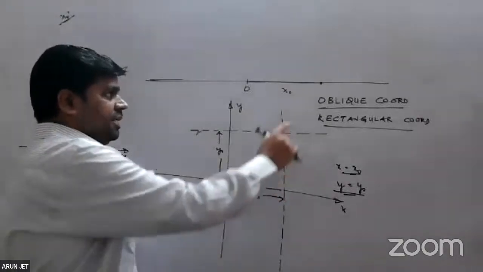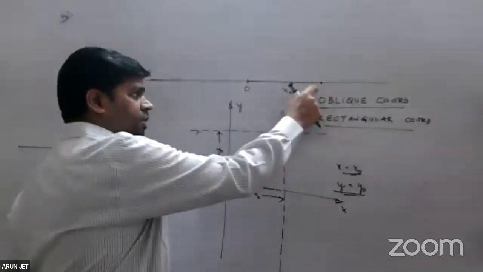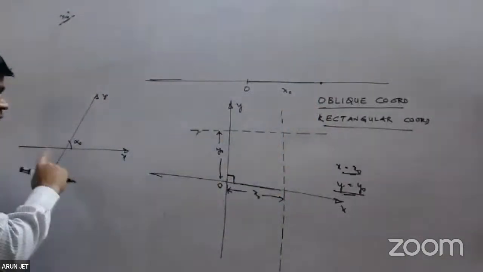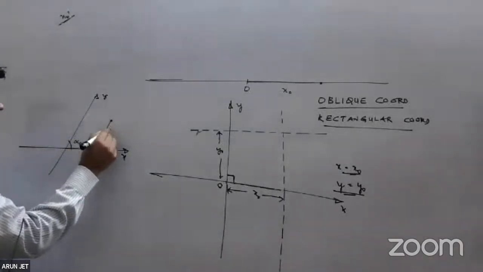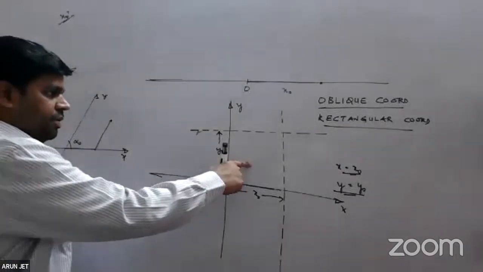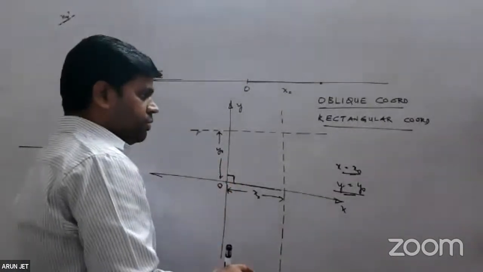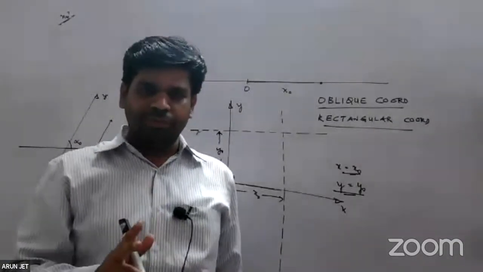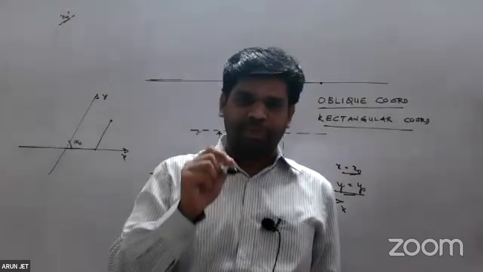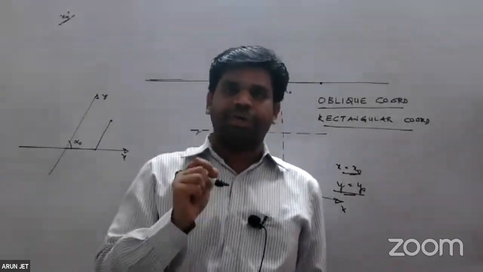So in one-dimensional space, I need only one number to spot a point. In two-dimensional space, I need two numbers to spot a point. It could be this way or this way. So these two numbers are called coordinates of the point. So the two numbers required to precisely spot a point or precisely pick a point are called coordinates of the point.